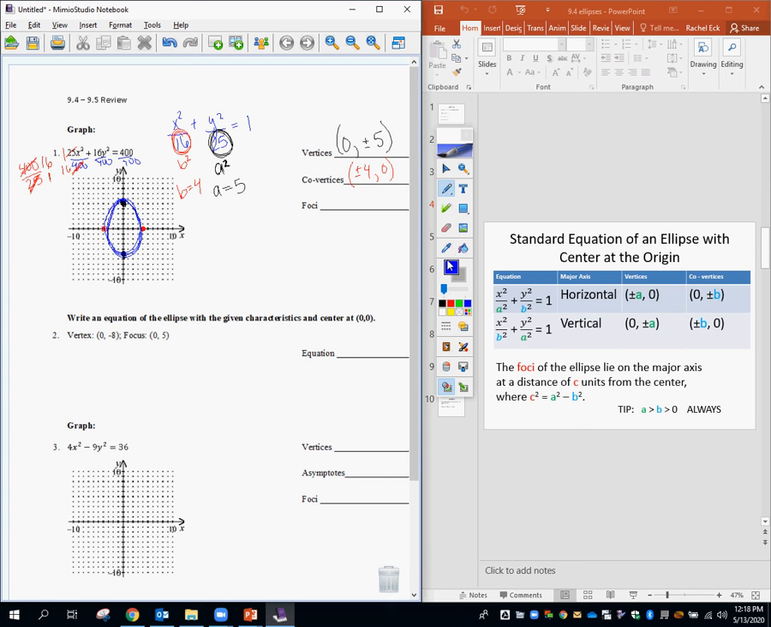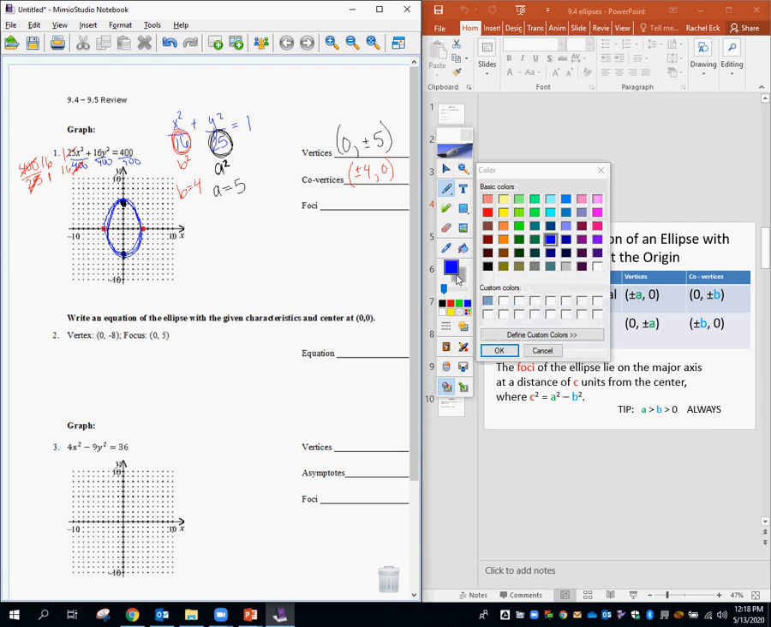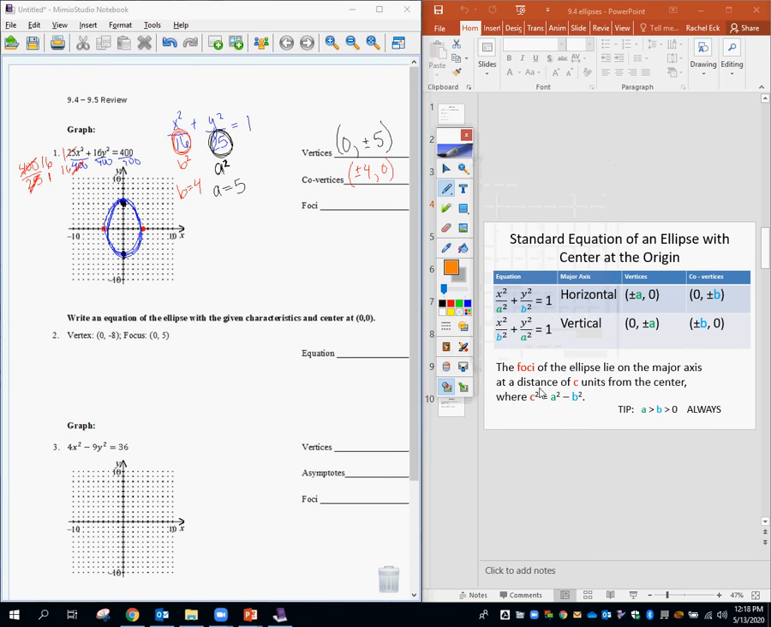And I need my foci. To find the foci, what we want to do is use this equation: C squared, which I don't know, equals A squared minus B squared. Remember that A squared was the 25 and the B squared was the 16. So 25 take away 16 would be 9. And then you square root it, meaning that C is 3.